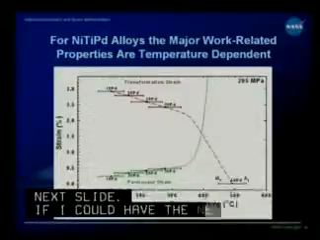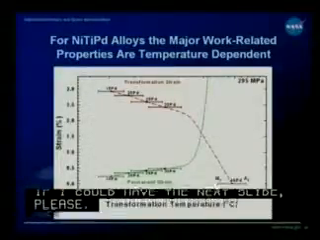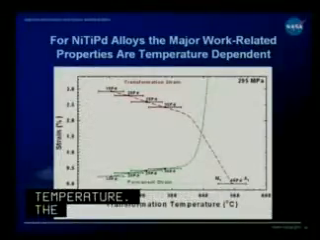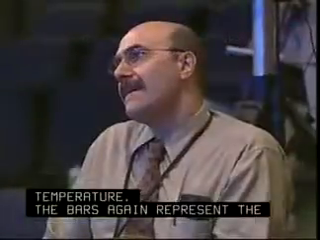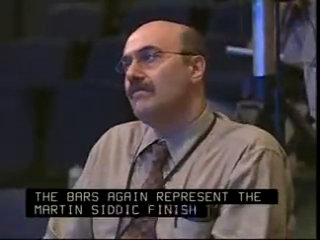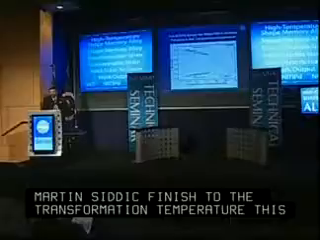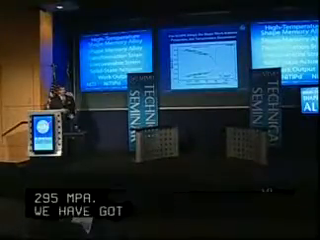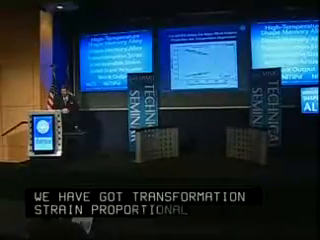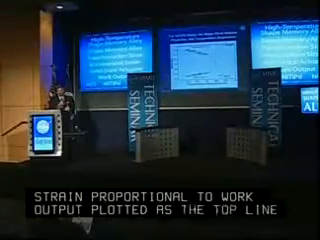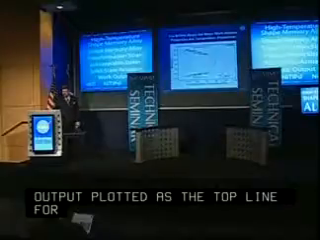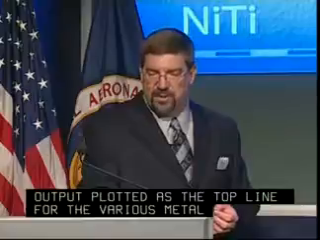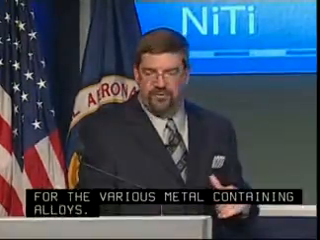This is a plot then again of now strain versus transformation temperature. The bars again represent the martensitic finish to the austenitic finish transformation temperature. This is all at a constant stress of 300 MPa or 295 MPa. And we've got transformation strain, which is proportional to your work output, plotted as the top line for the various palladium-containing alloys. And you can see you get a slight decrease in transformation strain with increasing palladium content or increasing transformation temperature, but at some point it drops off and it just falls to zero.